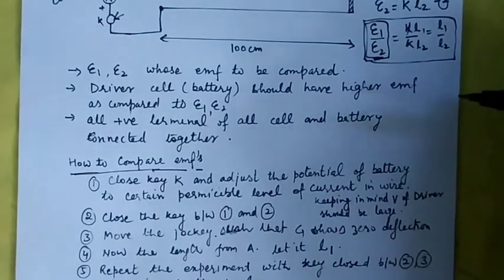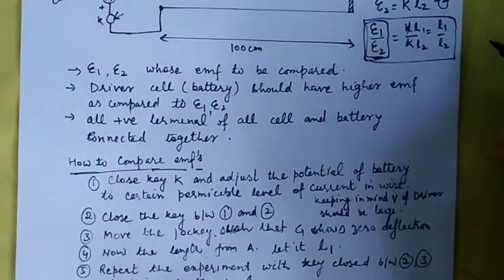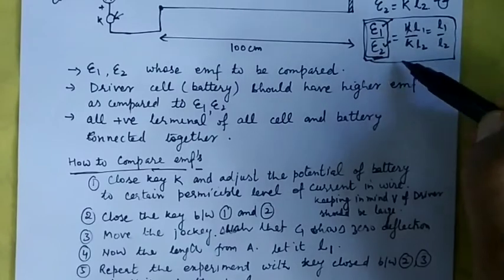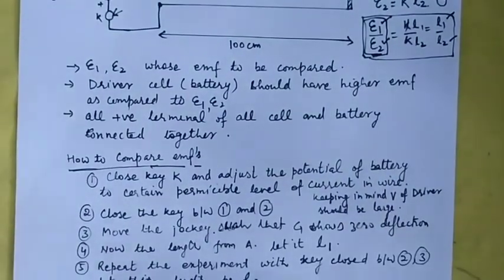So this is our first application of the potentiometer, to compare the EMF of the cells. So what is the formula then? E1 divided by E2 is equal to L1 divided by L2. So this is all about this much.